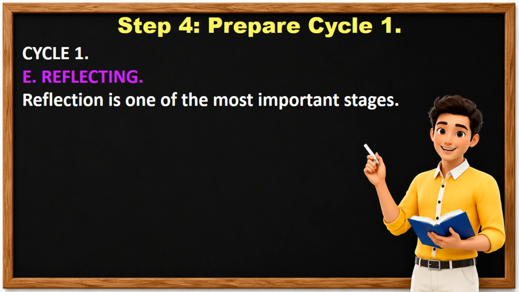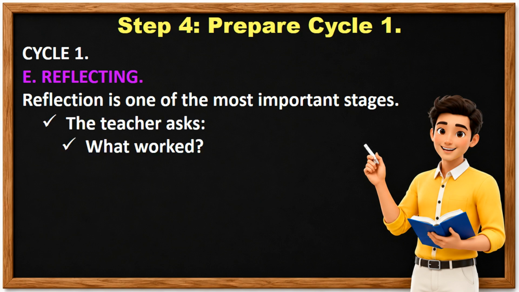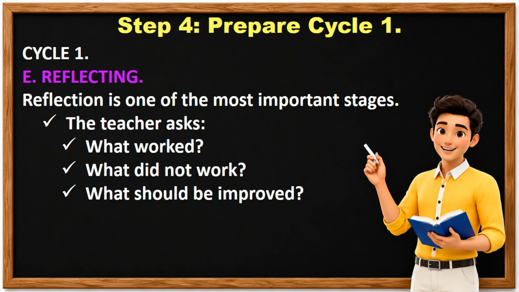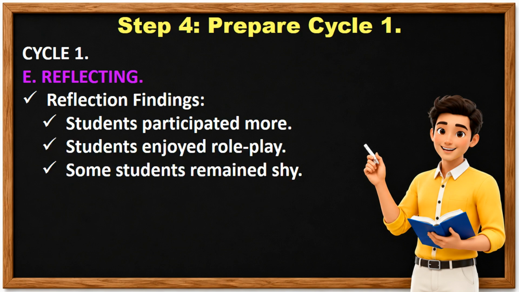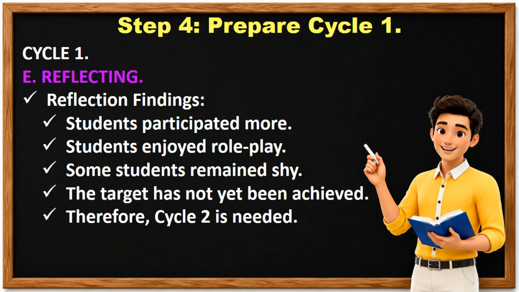E. Reflecting. Reflection is one of the most important stages. The teacher asks: what worked? What did not work? What should be improved? Reflection findings. Students participated more. Students enjoyed role-play. Some students remain shy. The target has not yet been achieved. Therefore, Cycle 2 is needed.